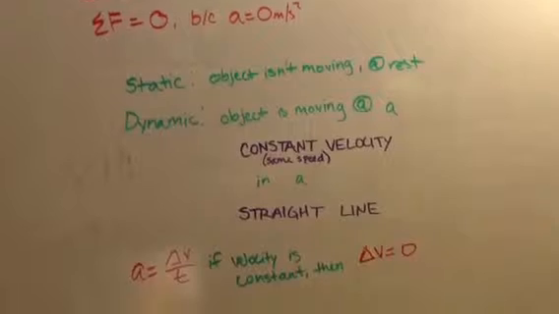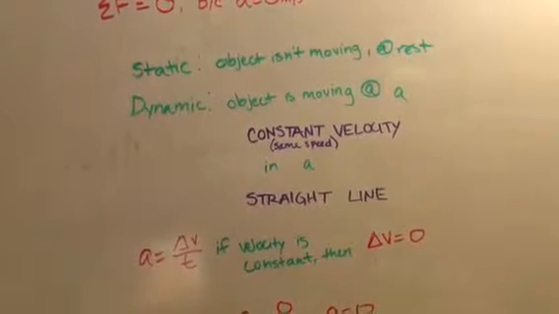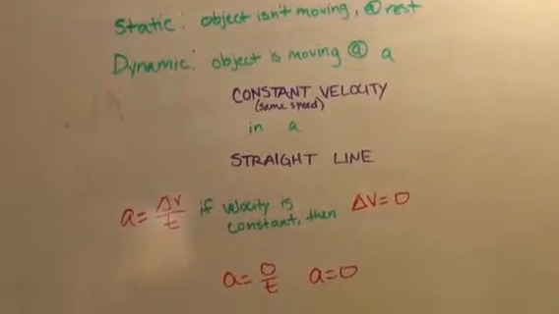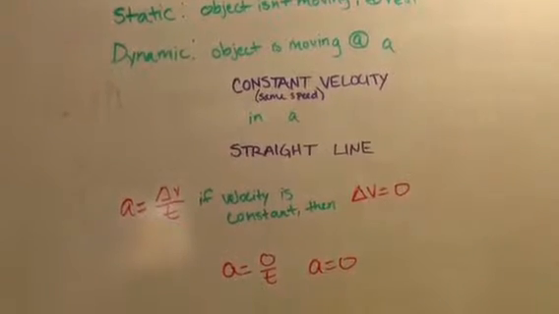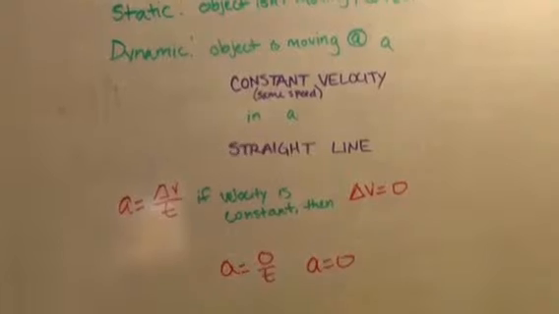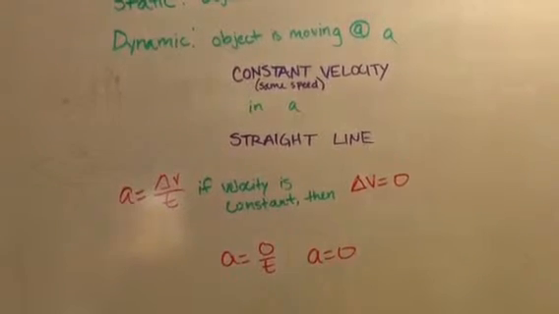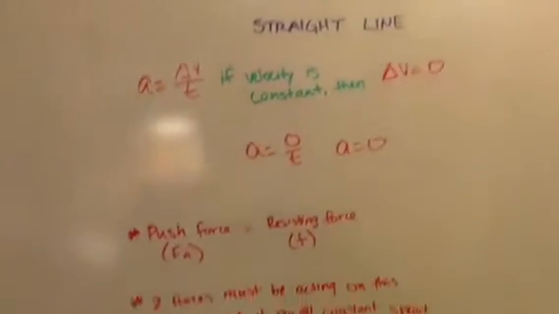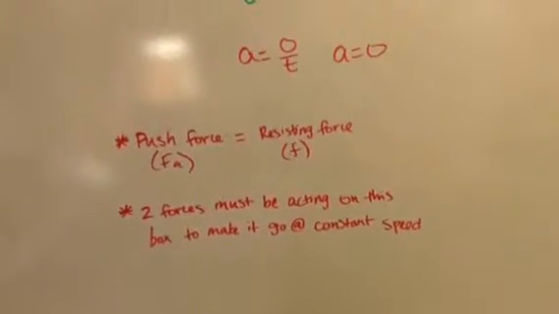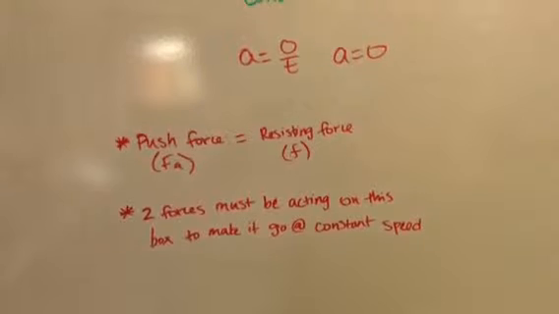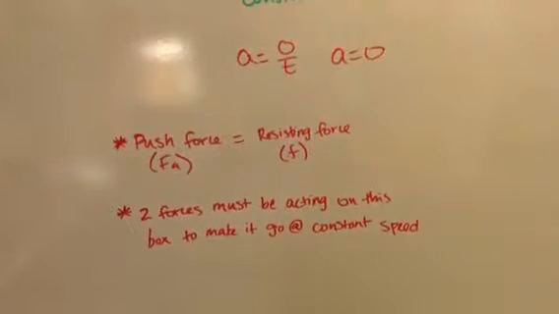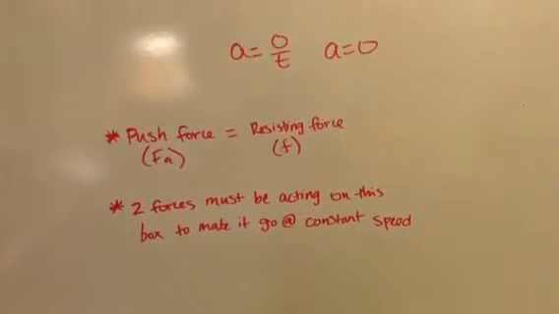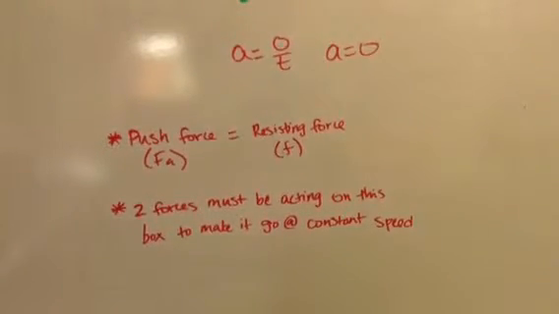Remember how acceleration equals change in velocity over time? If velocity is constant, then the change in velocity equals 0. Acceleration equals 0 over time, causing acceleration to equal 0. Two key points in remembering equilibrium. The push force equals the resisting force. And also, two forces must be acting on the object to make it go at a constant speed.